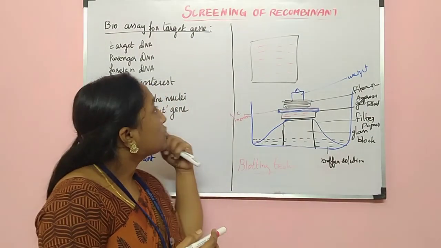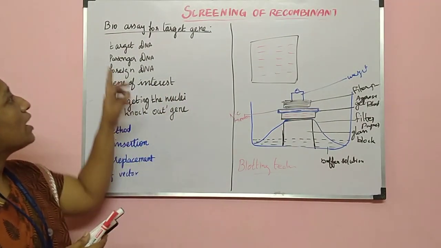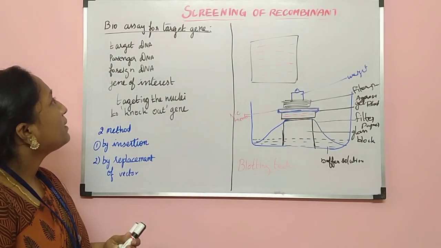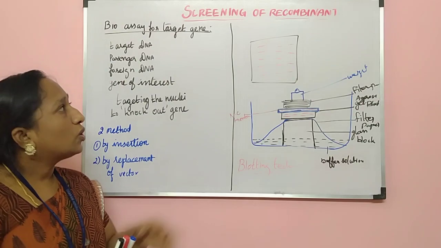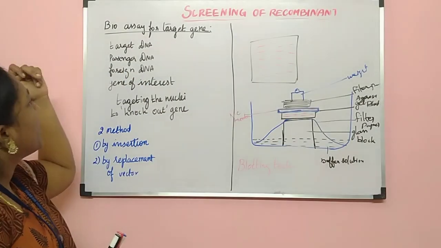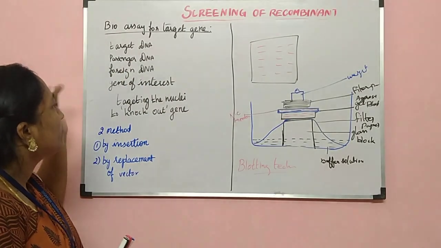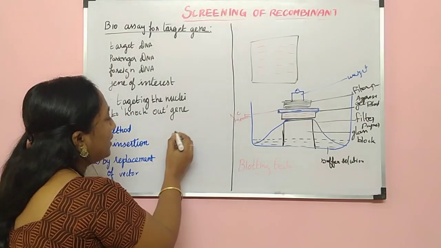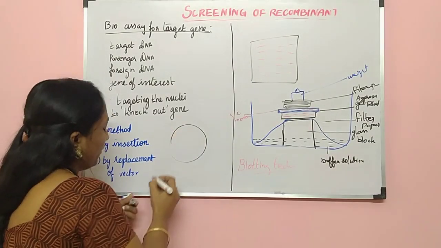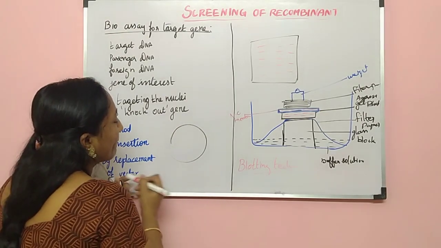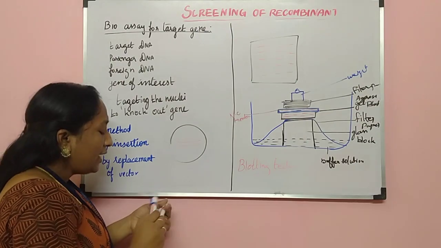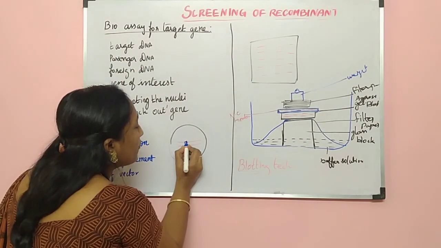Children, the next topic is bioassay for target gene. What is meant by bioassay of target gene? This gene is called the target gene, or passenger gene, or foreign gene, or gene of interest, whatever it may be. Some of the cells will have the DNA fragment, and we need to know the function of a specific gene.